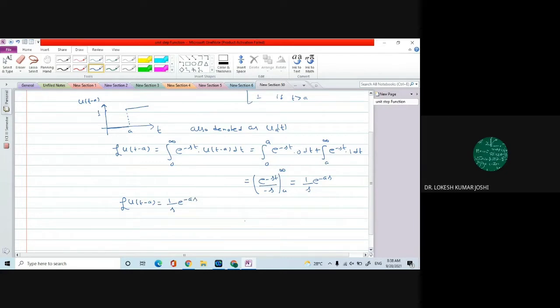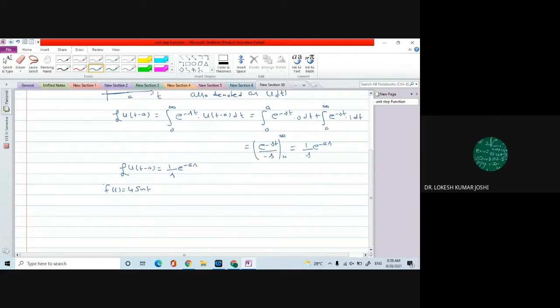Now, the role of the unit step function. Whenever we multiply a given function f(t) with this unit step function u(t minus a), several effects can be produced on that particular function. For example, suppose f(t) equals 4 sin t, then the graph of f(t) will be given by this.